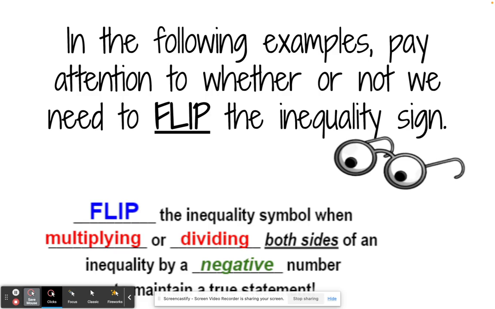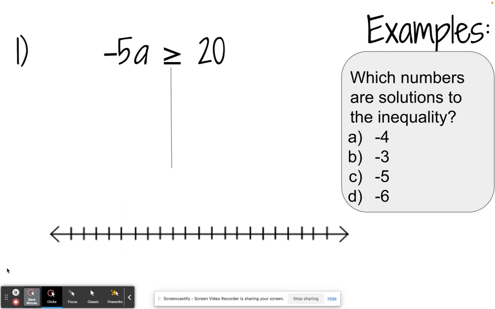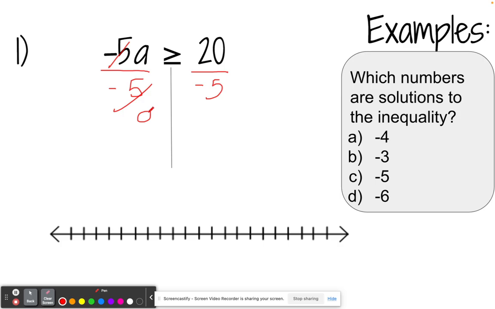So we're going to do some examples, and we have to decide whether we need to flip it or not. Okay, I have negative 5a is greater than or equal to 20. So if I were to solve this, I would have to divide both sides by negative 5. So I'm sending home that negative 5, my best friend with their bad attitude. When you send them and their attitude home, they are going to flip out. So a should be less than or equal to 20 divided by negative 5, which is negative 4.